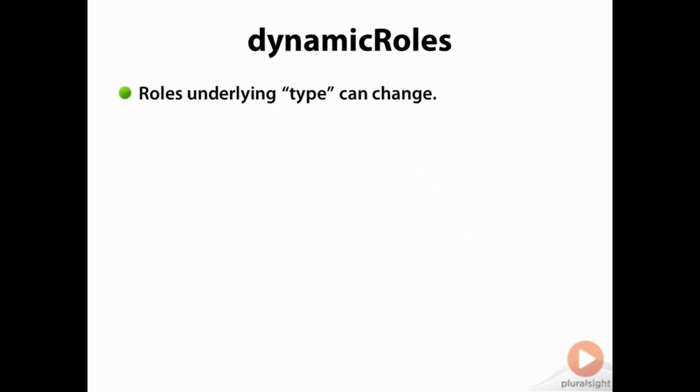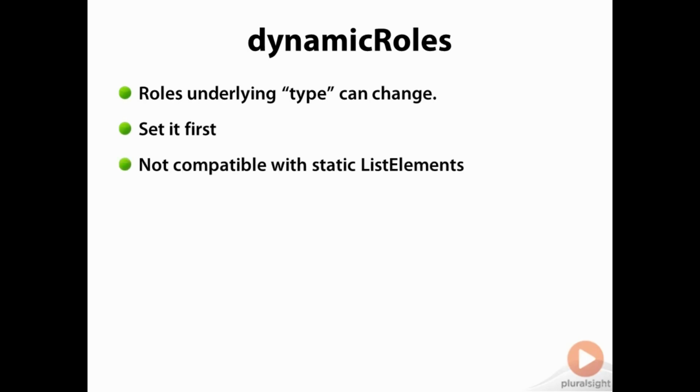It allows the type of a role to change. That is, we can specify the first list element with a name that is a string, then we can change it in the second element to be a number. There are some limits to this, however. First, you have to set the dynamic roles property to true as the first thing you do. Second, you can't use static list elements like we did in the previous slide. You have to use the methods to dynamically add list elements to your list model.